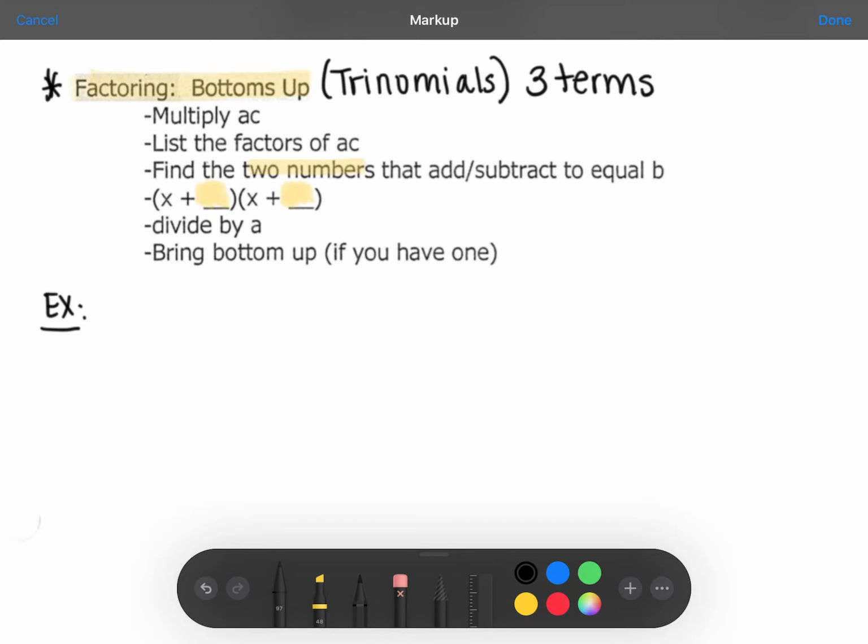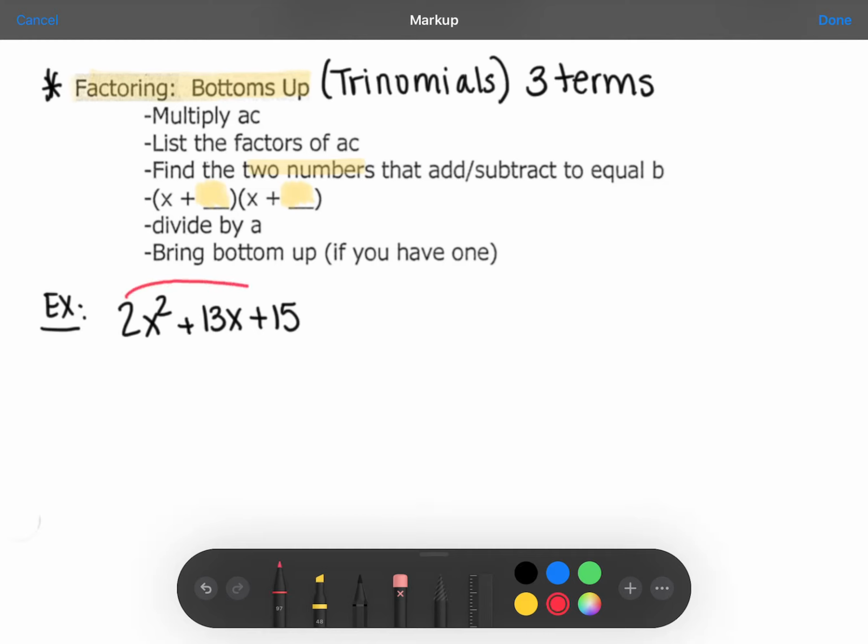Let's start off with 2x squared plus 13x plus 15. Okay, so this is a trinomial because it has 3 terms, and it is a quadratic because of the x squared. So I know that I can use bottoms up to factor this. First, I want to ask you, does 2, 13, and 15 have anything in common? Could I maybe make this problem smaller by dividing by something? And the answer is no. There's no number that I can divide 2, 13, and 15 by other than 1, but that's not going to change the problem. So now I'm ready to do the first step, which is to multiply A times C.